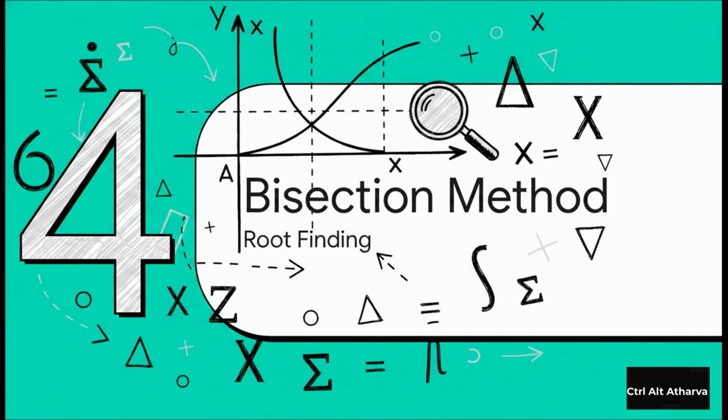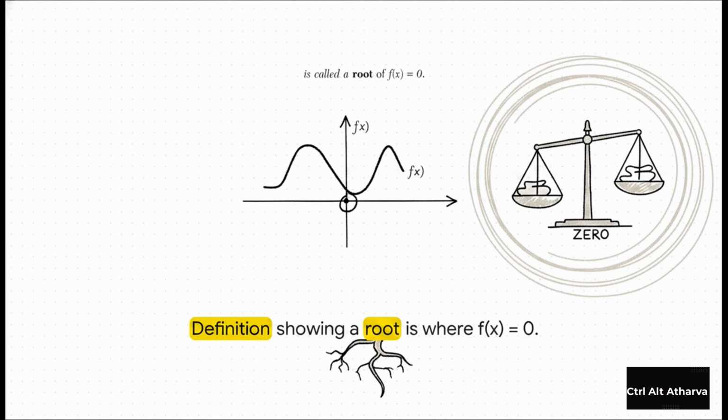Section 4. Root finding using the bisection method. So how do we actually force computers to solve incredibly complex equations? Well, we find the roots. Mathematically speaking, the value of x that satisfies the equation f(x) = 0 is called the root. It's simply the solution that balances the entire equation out to nothing.